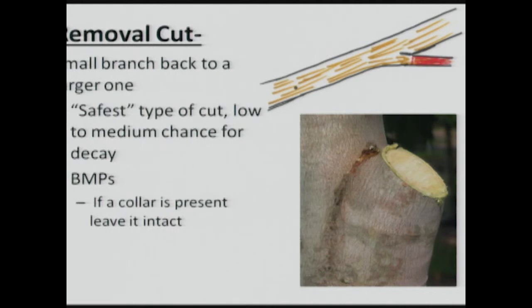It is the safest type of cut to make decay-wise, and it has kind of a low to medium chance for decay depending on if there's a collar. If there's a collar, that's the low chance of decay. If there's not a collar, that's a higher chance for decay. So, the best management practice for this sort of cut, the biggest key, is leaving the collar intact, and everyone's probably heard that in some other session or training before. But in this branch right here, you can see there's a little bit of a swollen point, and the collar wraps around. So this was a well-executed cut. It was just outside the collar.